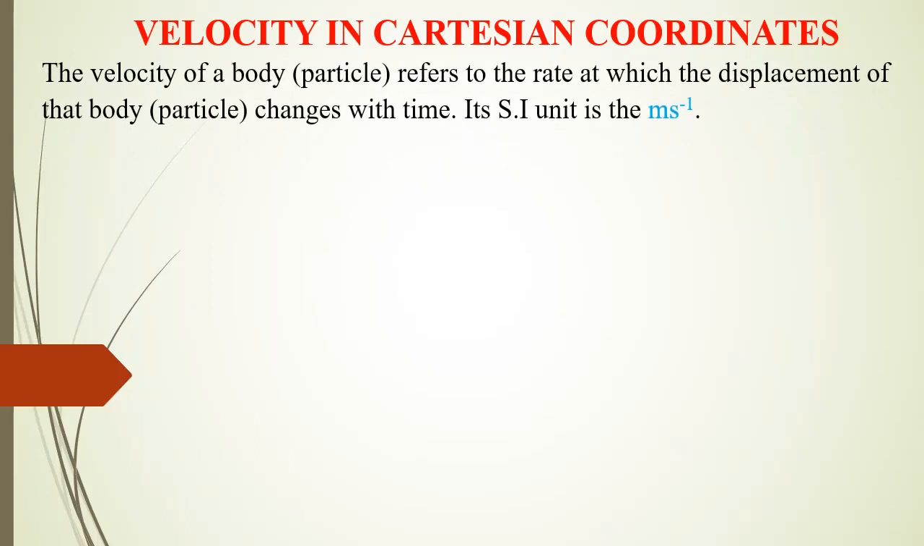So the velocity of a body or a particle simply refers to the rate at which the displacement of that body changes with time. The SI unit of velocity is given as the meter per second.